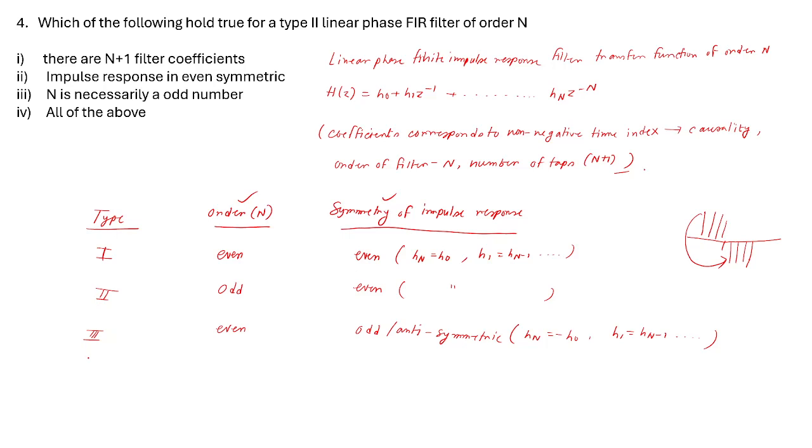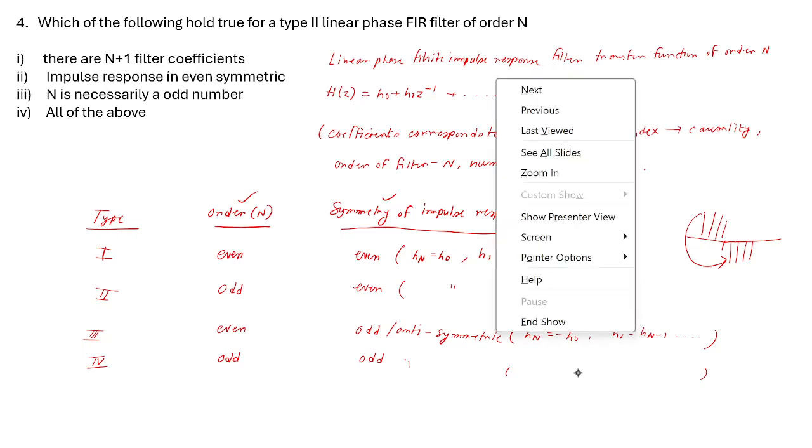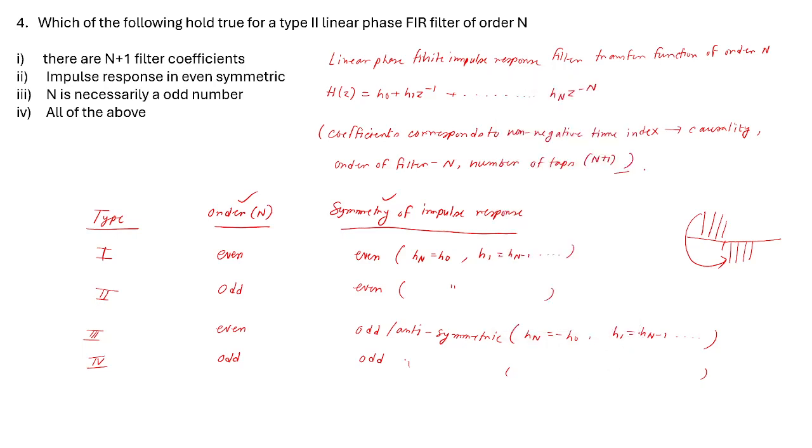And for type 4 filter, it's just that the order is odd, and the symmetry is anyway odd, so this property still holds. It's a minus. Therefore we are concerned with the type 2 linear phase FIR filter.